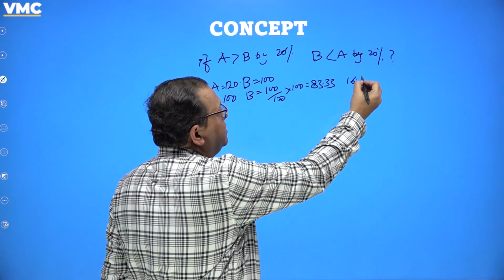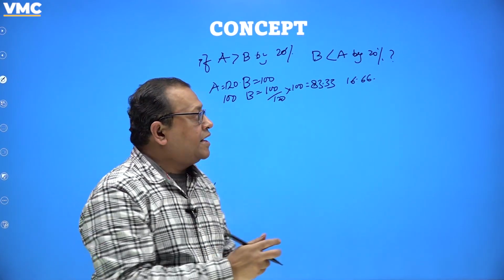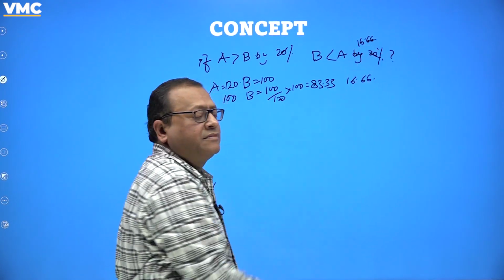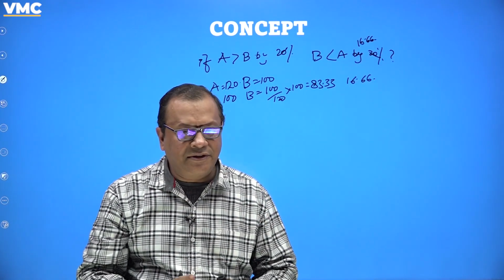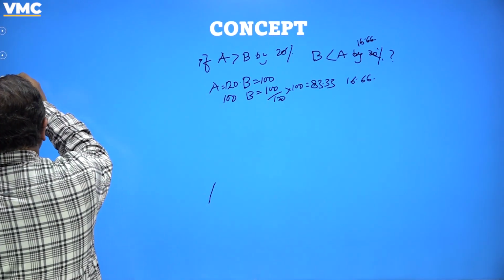It is 16.66, which means B is less than A by 16.66%. Right? Okay, we can also do this by another way.